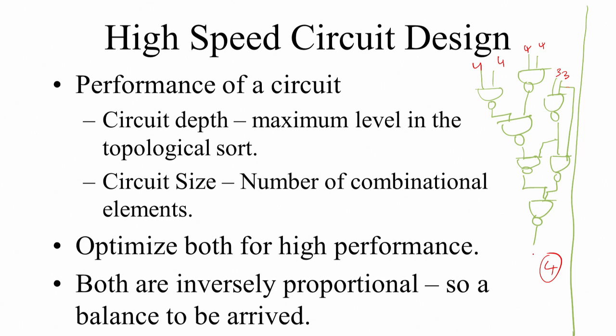Okay. Now, a very quick way of doing it is what we call a topological sort. What is a topological sort? Note that in a circuit there are these 6 inputs which I have marked in red here. These are basically called primary inputs.